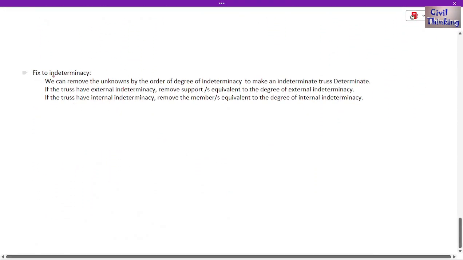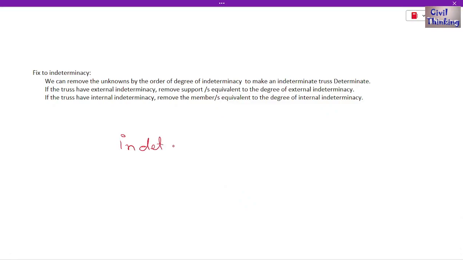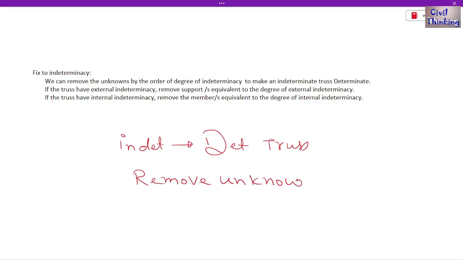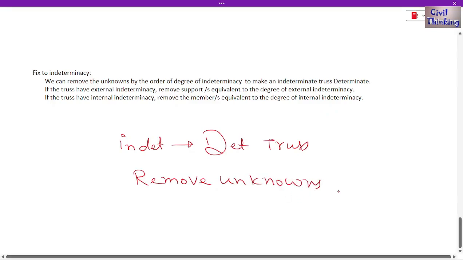Now how to fix indeterminacy. How can we convert an indeterminate truss into a determinate truss? We can remove the unknowns. That's it. By how much? How many unknowns will we remove? By the degree of indeterminacy.